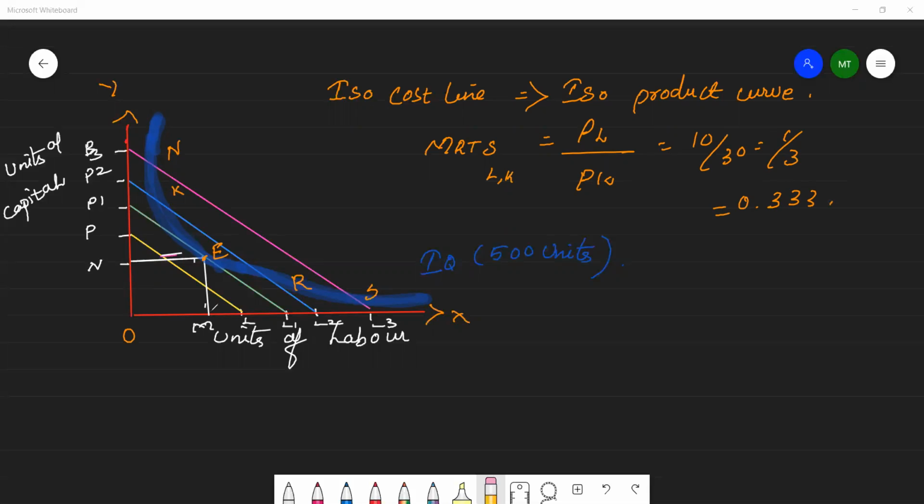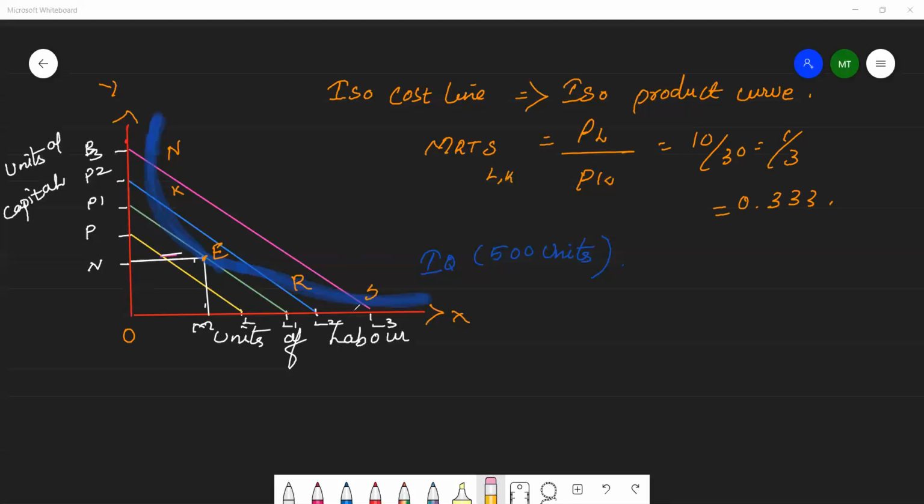So OM units of labor and ON units of capital. In other words, it is the least cost combination or optimum combination of two factors to produce the level of output denoted by the isoquant IQ.